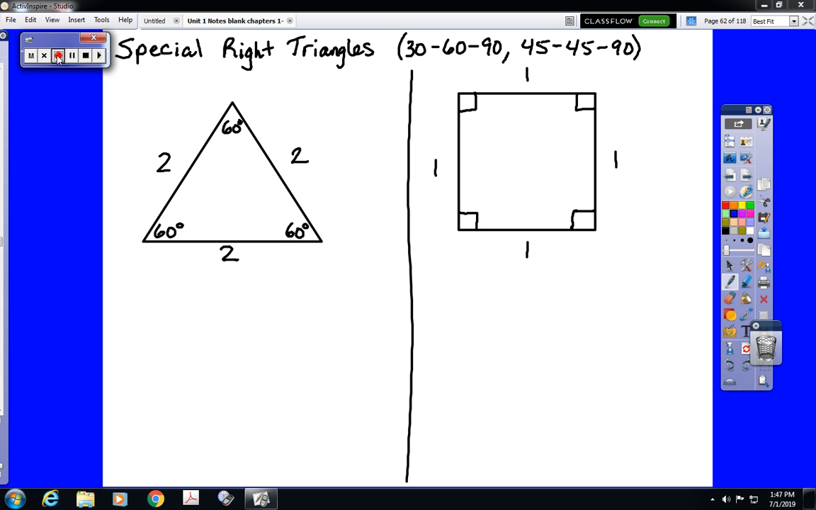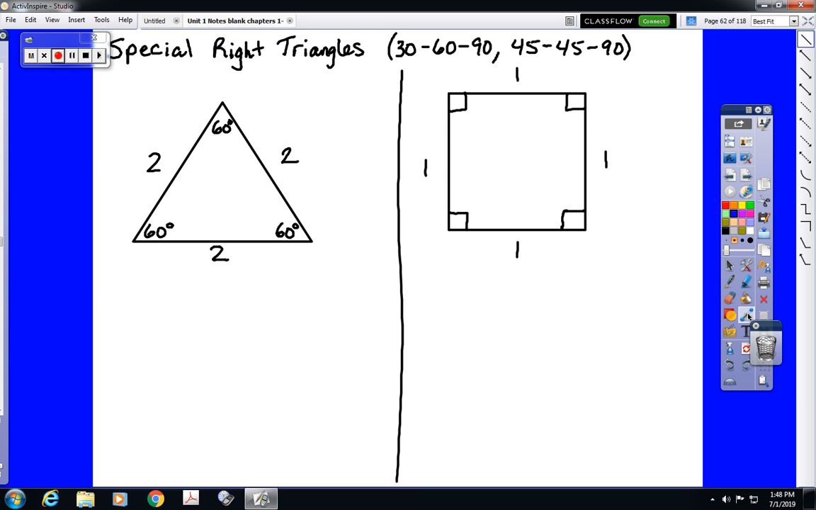Now, the reason why these triangles are more important than other triangles is we see them a lot more often. And the main reason that we see them a lot more often is their relationship to the regular polygons: a regular triangle and a regular quadrilateral, a square. So here's the deal. Here's where these triangles come from. Here's why they are important.